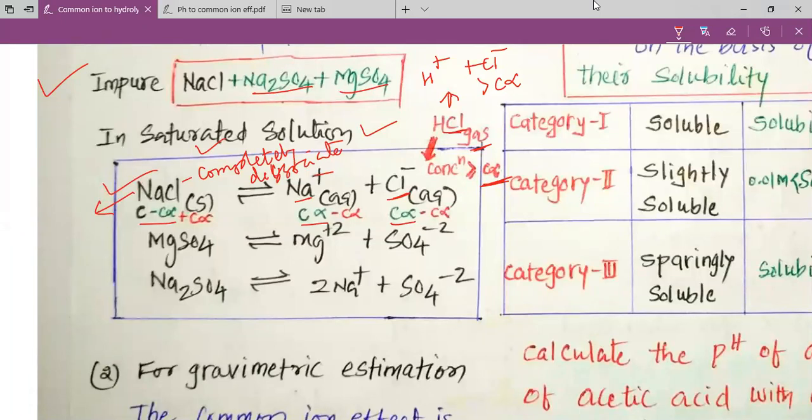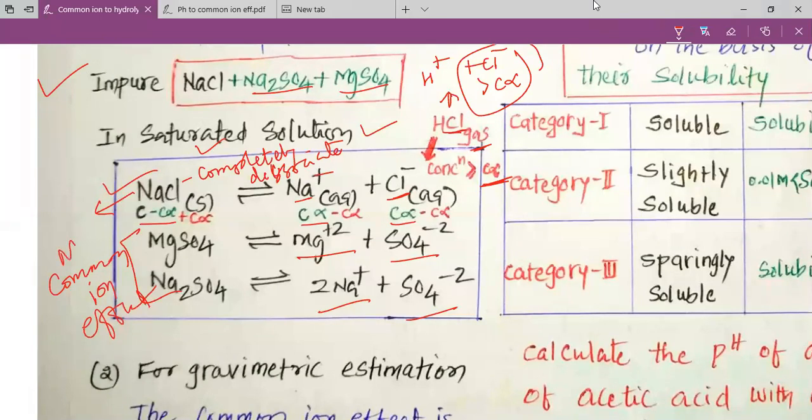But my dear students, Mg plus 2 and SO4 minus 2, or Na plus and SO4 minus 2, do not have common Cl minus ions. So they do not precipitate back, or they do not feel the common ion effect.